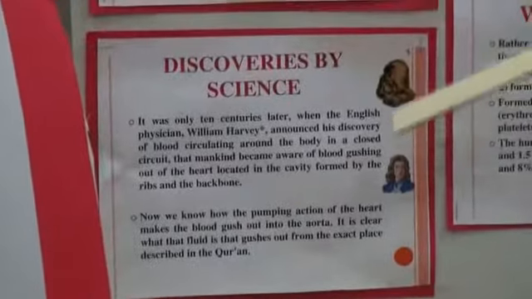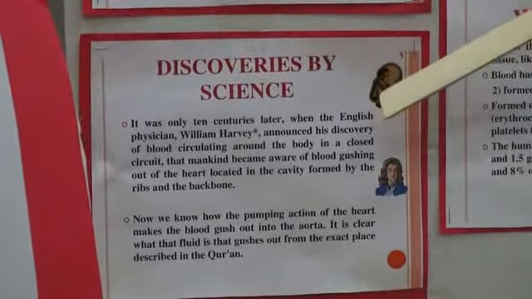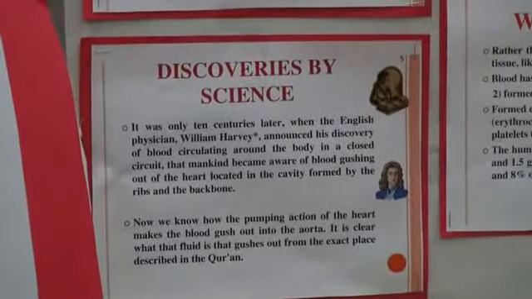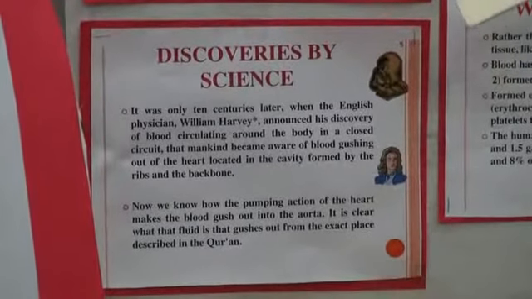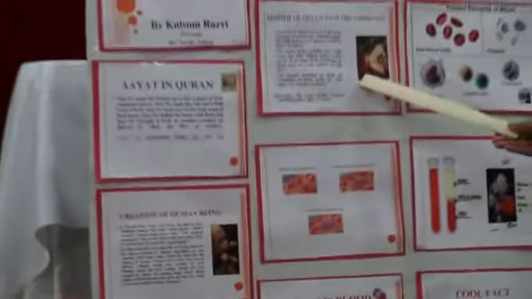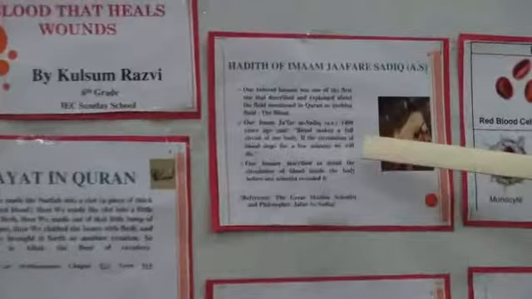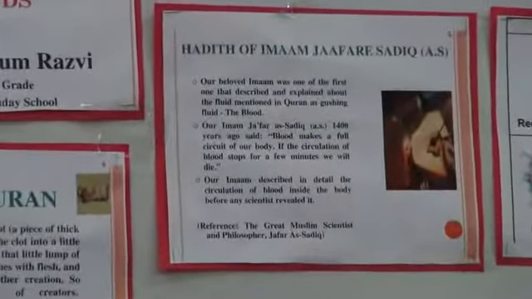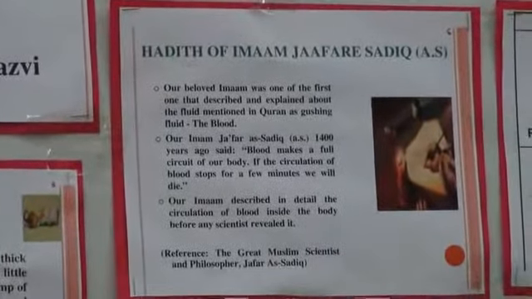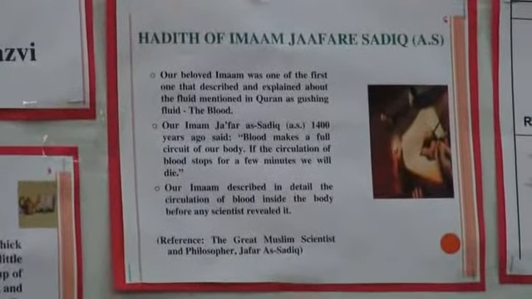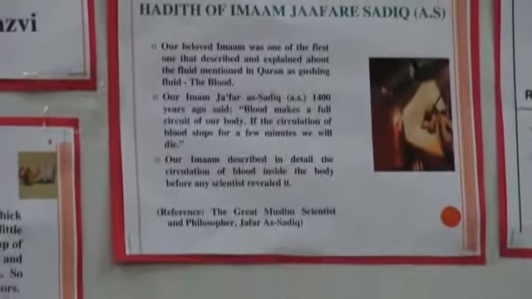There were some discoveries by science when a physician named William Harvey announced his discovery of blood circulating around the whole body. And this is a hadith from our 6th Imam, Jafar Sadiq alayhi salam. And here he talks about how blood makes a full circuit of our body, and if the circulation of blood stops for a few minutes, we will die.